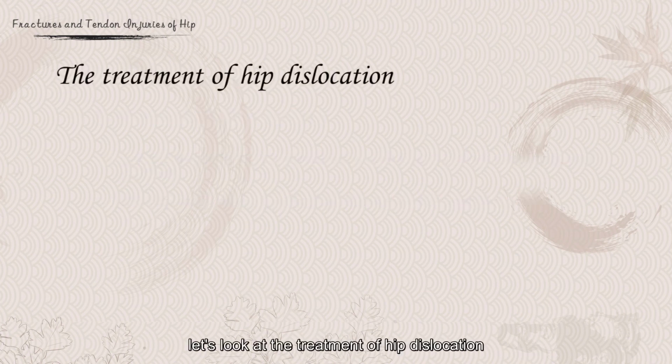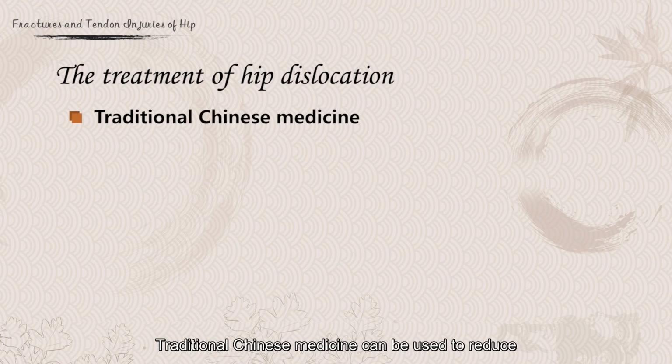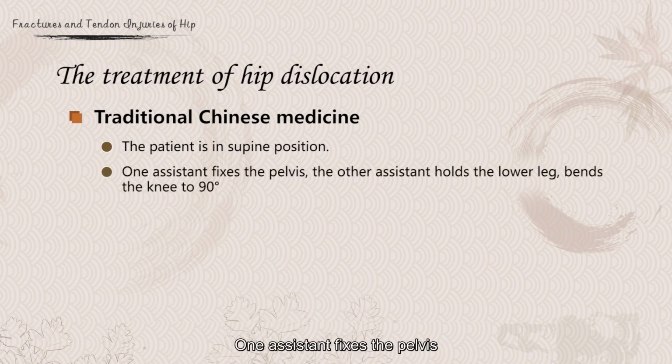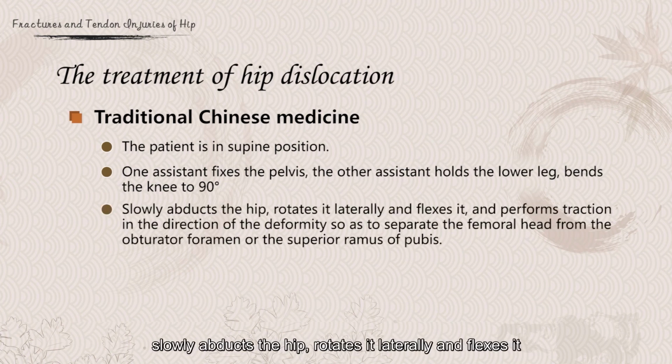Finally, let's look at the treatment of hip dislocation. Clinically, anterior dislocation of the hip joint occurs less frequently and the reduction is easier. Manipulative reduction can be used. The patient is in supine position. One assistant fixes the pelvis. The other assistant holds the lower leg, bends the knee to 90 degrees, slowly abducts the hip, rotates it laterally and flexes it.